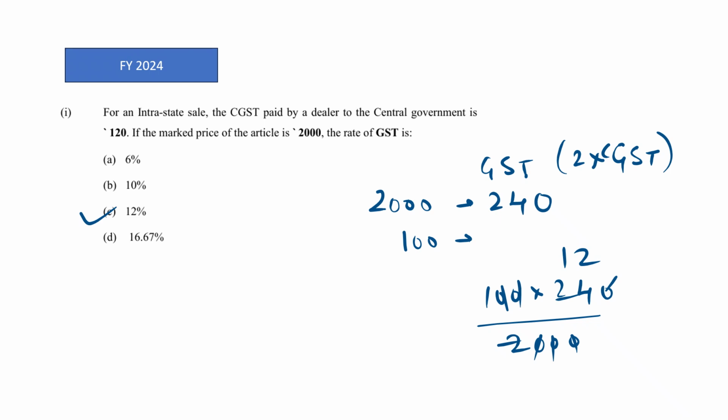Now next, rate of GST transaction. CGST paid is given 120, mark price is 2000, calculate the GST rate. If CGST is paid at 120, that means total GST is what? 240. On 2000, how much amount did I pay? 240. So the percentage will become what? It will become 12%.